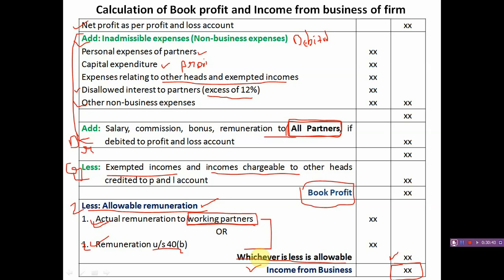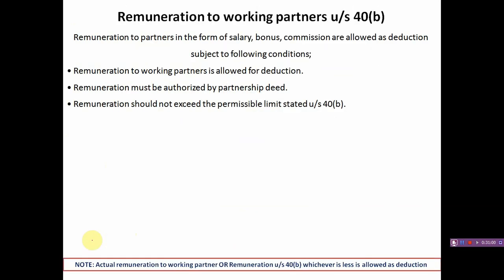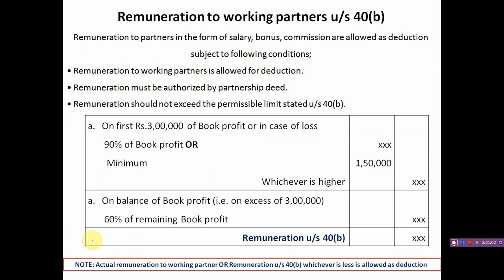First, compute the book profit, then deduct the allowable remuneration, and we will get the income from business. Keep in mind, allowable remuneration means actual remuneration or remuneration under section 40B, whichever is less. Now we will discuss how to compute the remuneration under section 40B.